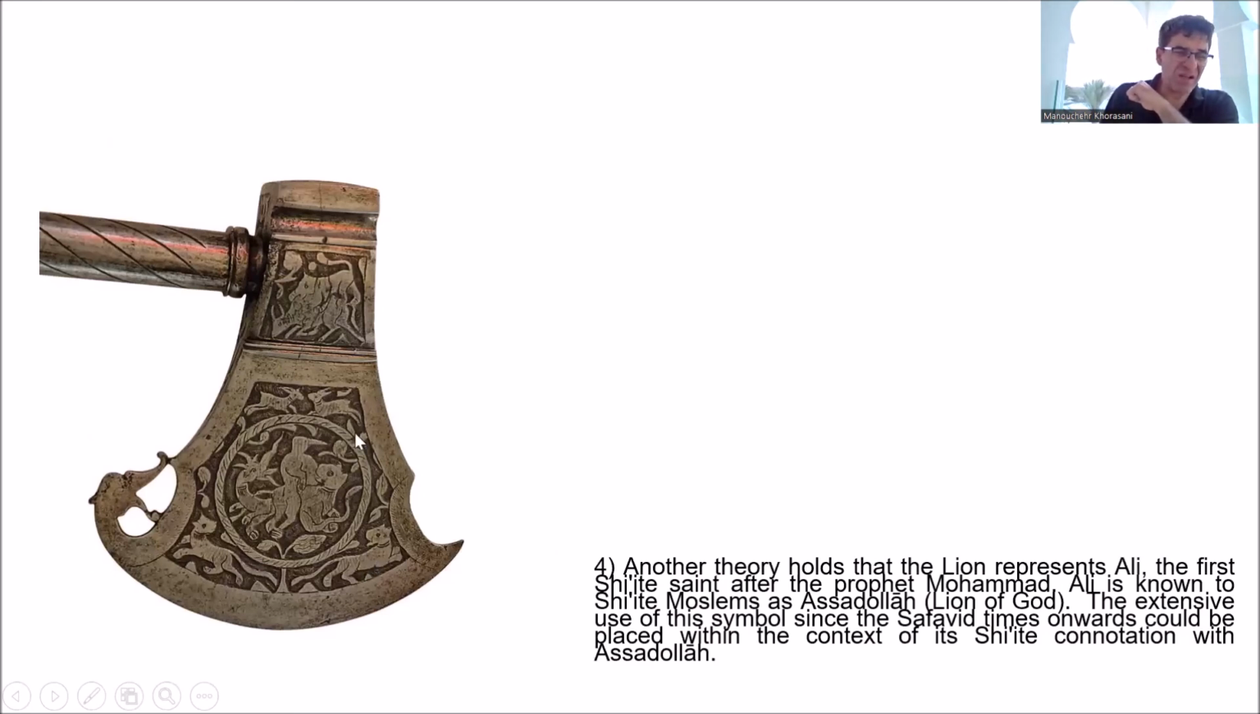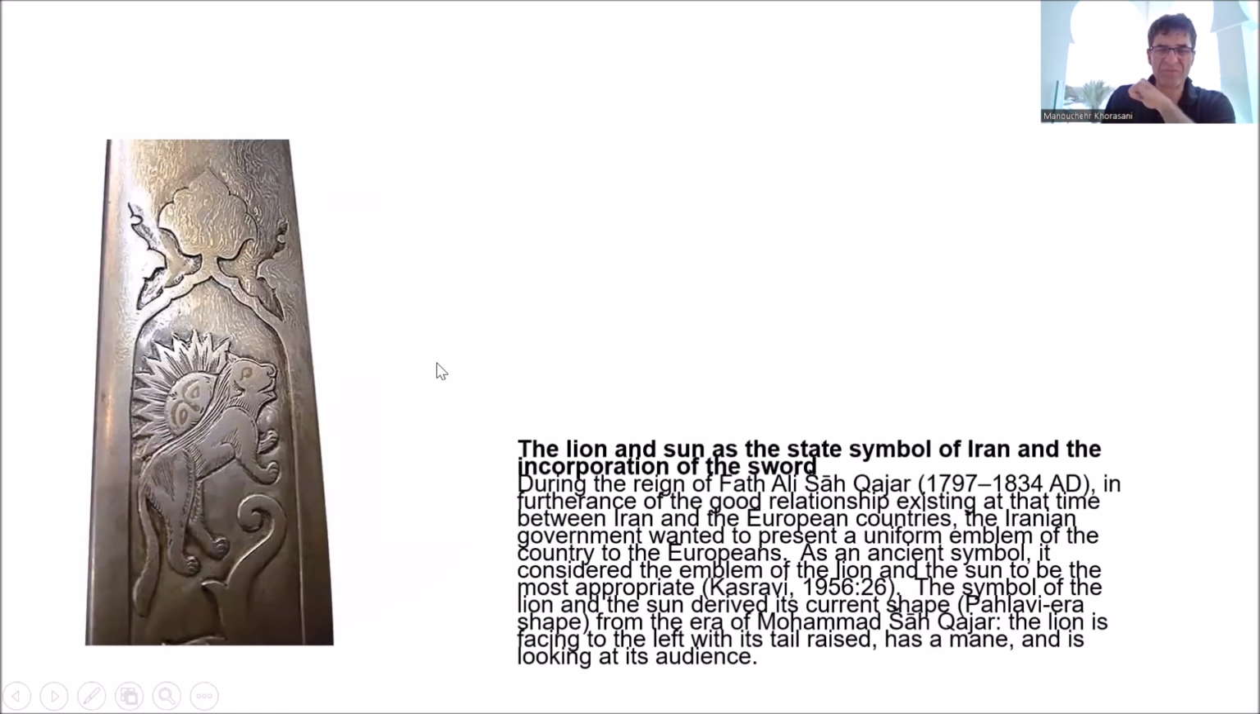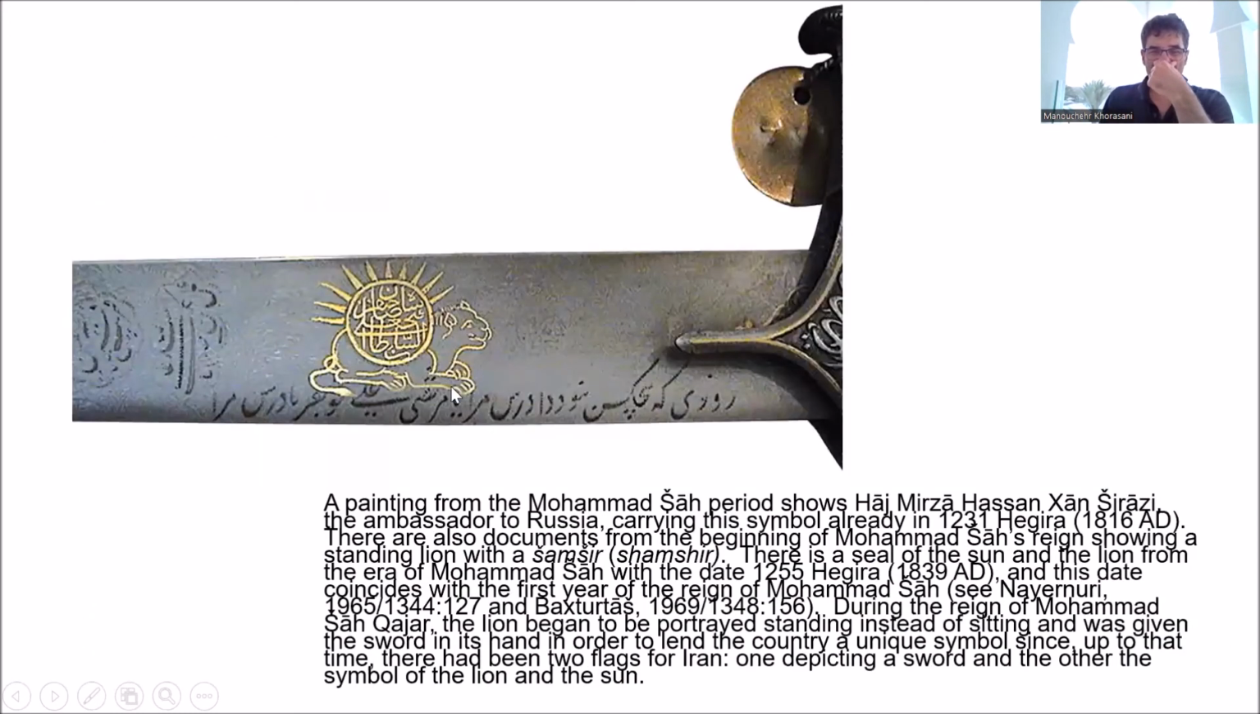Here again on an axe, you see the same lion attacking the bull. Here you see as well a sword, Shamshir, attributed to Fath Ali Shah. These are all published in my books. A painting from the Muhammad Shah period shows Haj Mirza Hassan Khan Shirazi, the ambassador to Russia, carrying the symbol already in 1231 Hijra, 1816.